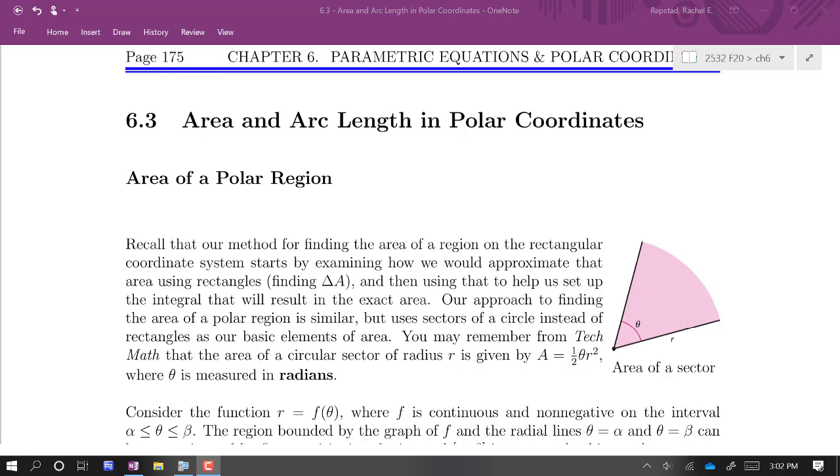Right, in this section, we're going to learn how to find the area of a polar region, and also then later on find the length of an arc of a polar curve.